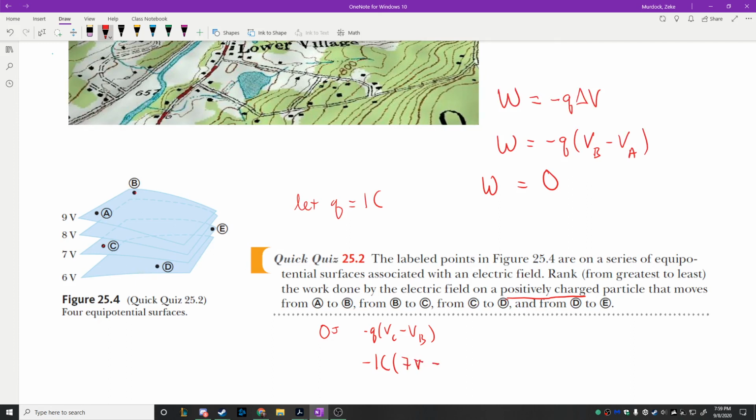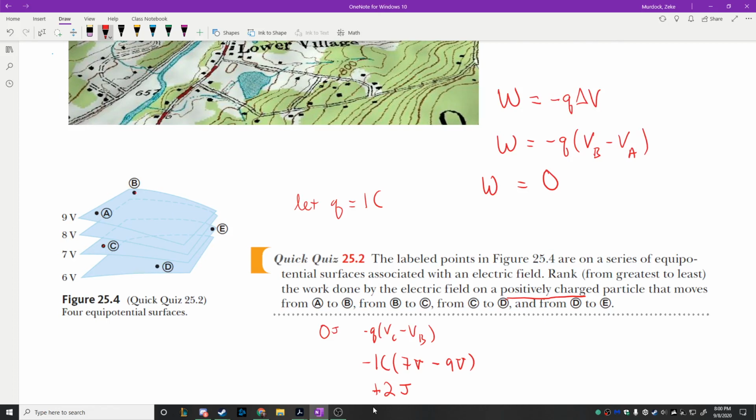And then minus VB, which is on the 9 volt surface. So you end up getting negative times 7 minus 9, which is -2, times negative, you get positive 2 joules. Coulombs times volts gives you joules.